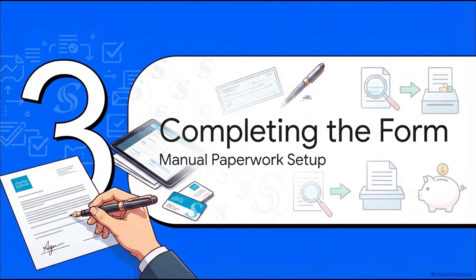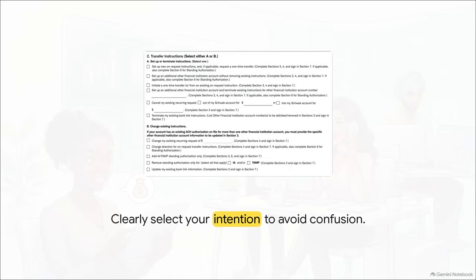Section 3. Completing the setup form. Now, what if your employer is a bit old school and requires manual paperwork? Let's walk through exactly how to fill out the official Schwab ACH transfer forms so you hit absolutely zero roadblocks. Right at the top of the form, you have to explicitly choose your intention. Are you setting up brand new instructions, changing an existing amount, or stopping a transfer entirely? It sounds basic, I know, but locking in those parameters right away prevents a massive administrative headache later on.